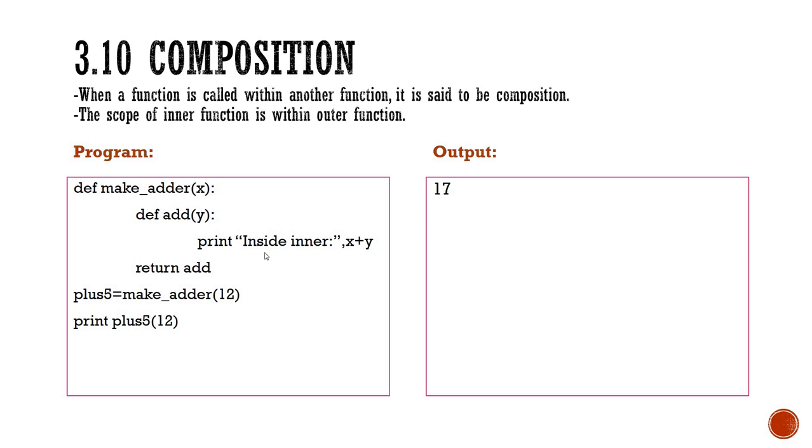Next, inside inner we need to print the added value of x and y, and this is the return statement for this function add, and there is no return statement for make adder. Next, plus 5: using this statement we are calling make adder of 12. So 12 is passed to make adder, so x will have the value 12. Next, print plus 5 of 12. So the value being returned by plus 5, we are calling along with 12. So plus 5, 12, totally we are getting 17 as the output.